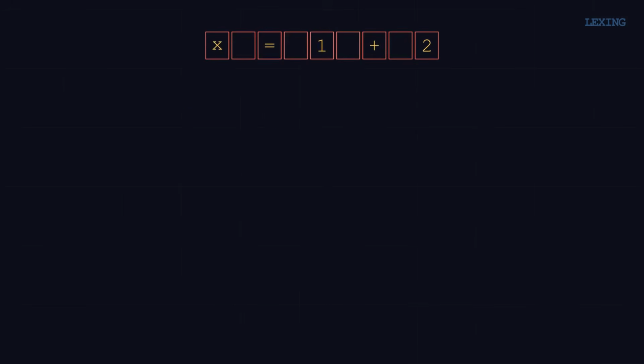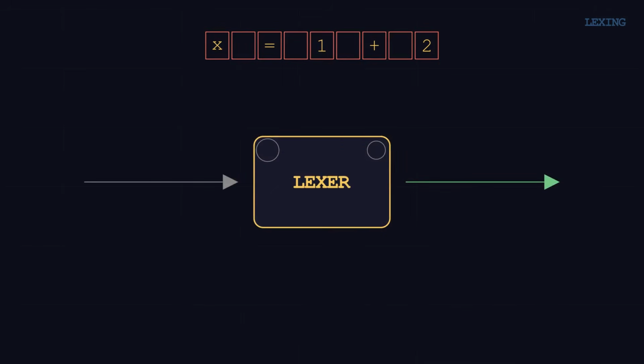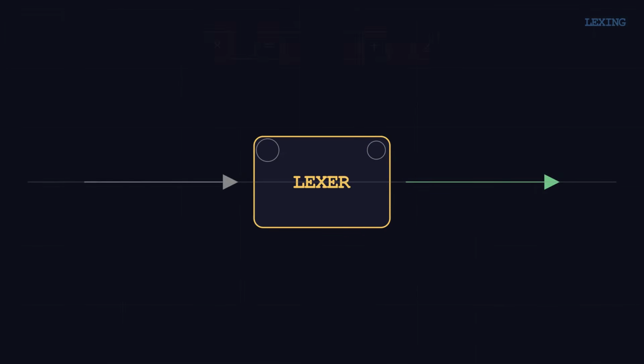The compiler's first job is to make sense of these characters, and it does that with a lexer, sometimes called a tokenizer. The lexer reads your source code character by character and groups them into tokens. Think of it like a sorting machine on a conveyor belt. Characters flow in, and out come labeled chunks.